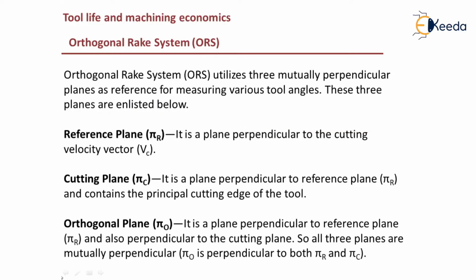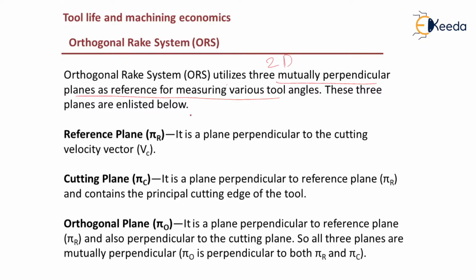In the previous video, we have seen about MRS, that is maximum rake system. So this is about the orthogonal rake system, which uses three mutually perpendicular planes as a reference for measuring various tool angles. Whereas in MRS we are using only two mutually perpendicular planes for measuring the tool angles, here we are using three. So that is the difference between MRS and ORS.